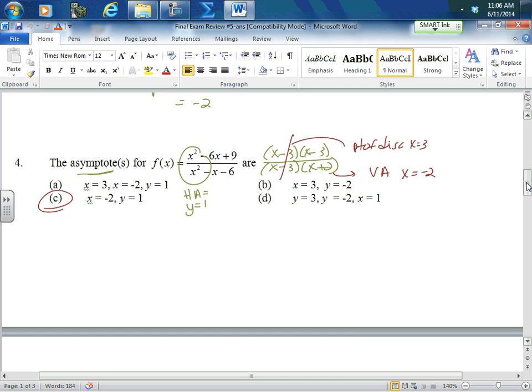Number 4, find me all asymptotes. You have your horizontal rule. After you factor, anything left in your denominator is a vertical asymptote. So make sure you factor out your point of discontinuity, and what is left right here is a vertical asymptote. You only have one horizontal, one vertical. This guy is a point of discontinuity, not an asymptote.